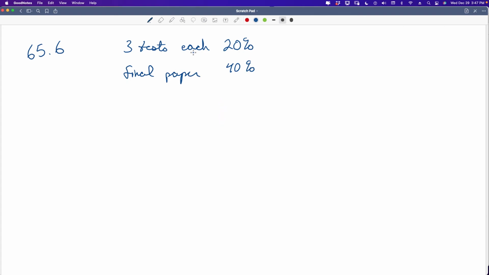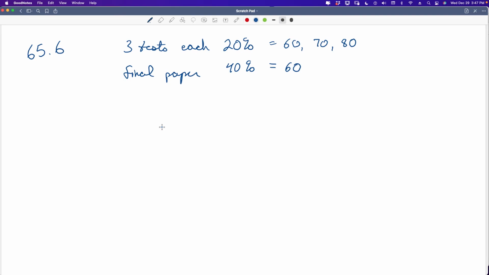So on each of the tests, he scored a 60 on one, a 70 on another, and an 80 on another. And on his final paper, he made a 60.